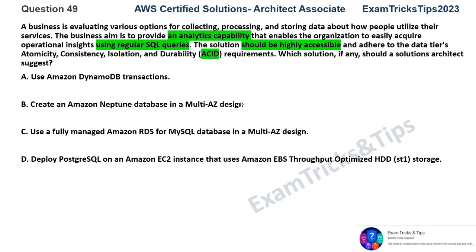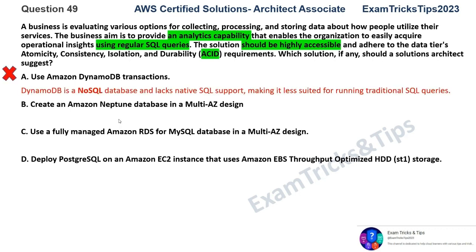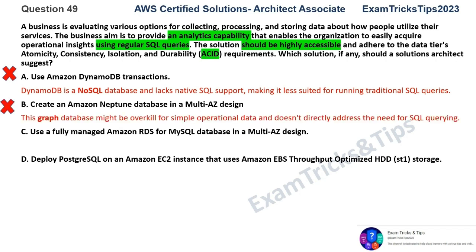So what are the keywords here? We need a database solution which has analytical capability, uses SQL queries, has to be highly accessible, and has ACID properties. So if you go by this rule, then option A, Amazon DynamoDB, is not an SQL database. It's a NoSQL database. So we can rule that out. Option B is a graph database. Amazon Neptune is a graph database, and it's an overkill for simple operational data. And it also doesn't directly address the need for SQL queries. So option B is wrong as well.